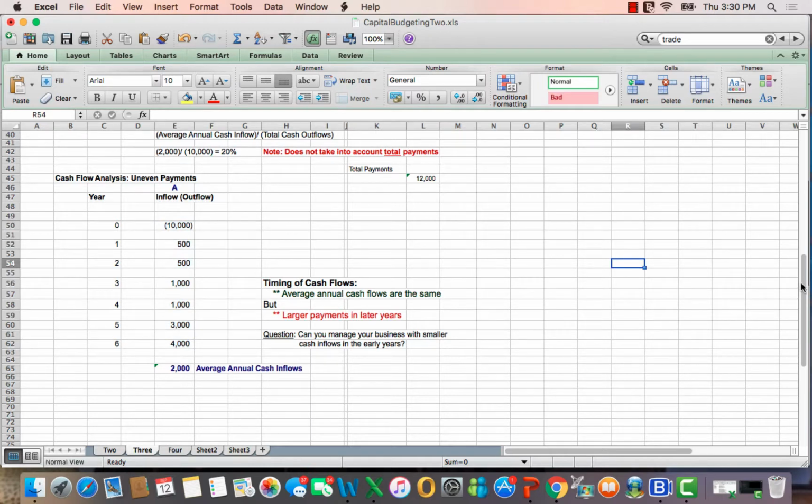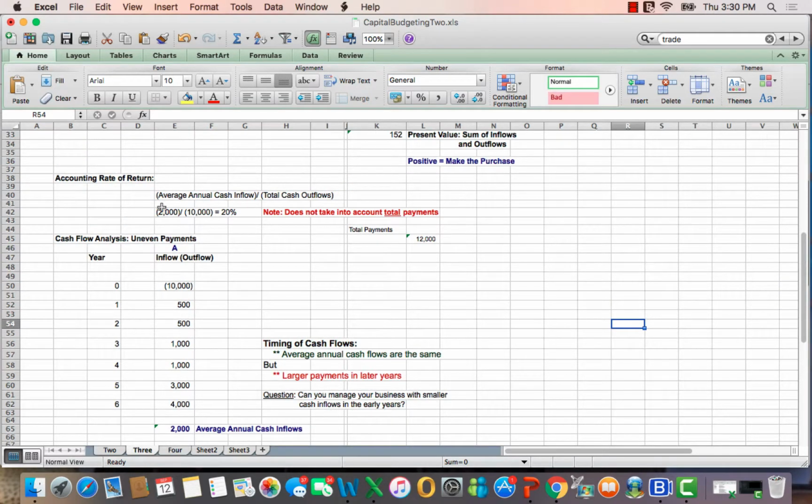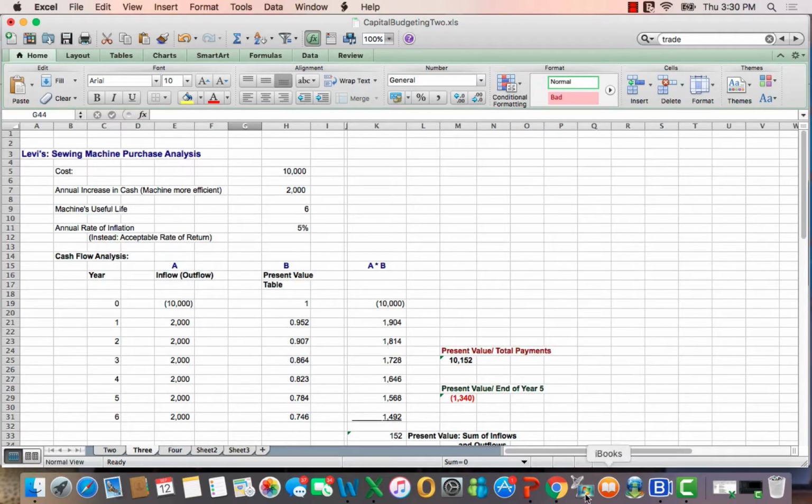The last thing I wanted to mention is the accounting rate of return, which flips the ratio. The average cash inflow of $2,000 divided by the investment of $10,000 gives you a 20% accounting rate of return. So those are some key points on capital budgeting.